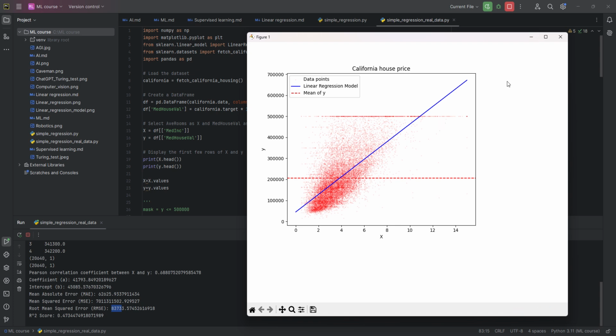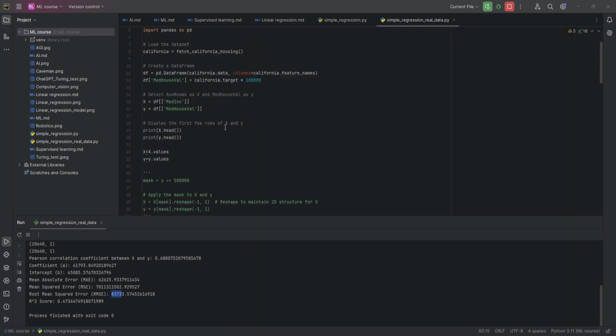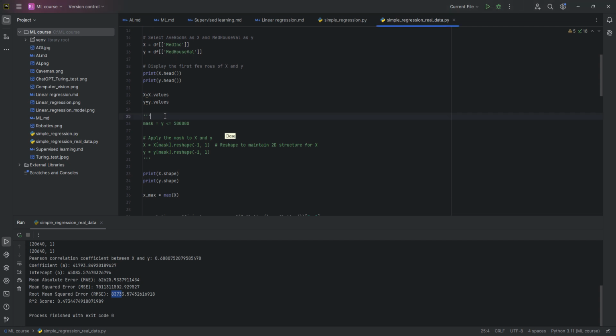And to remove them, I can go back here and activate this filter. So I am saying here that if my Y are, just create a mask for the Y less than 500,000, and we are only going to keep those.